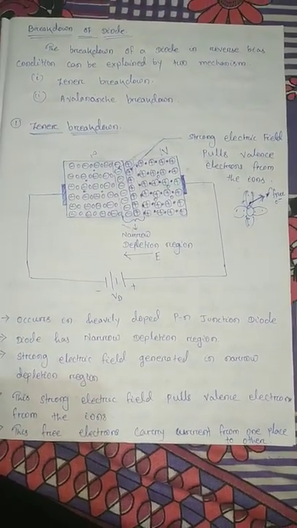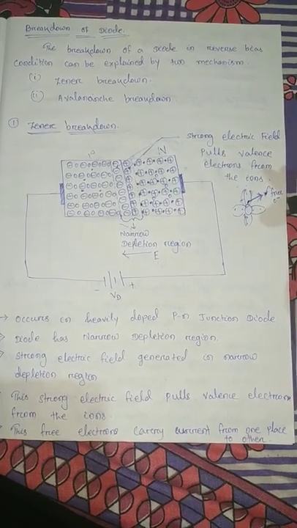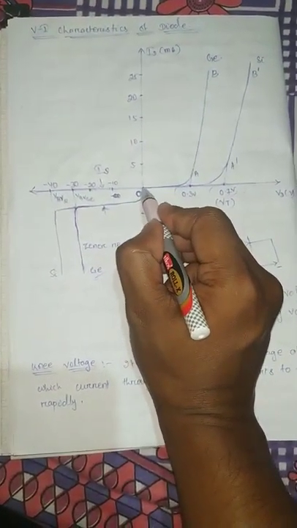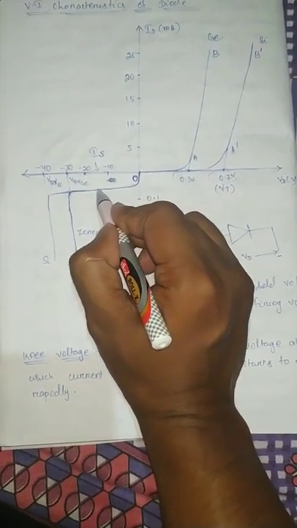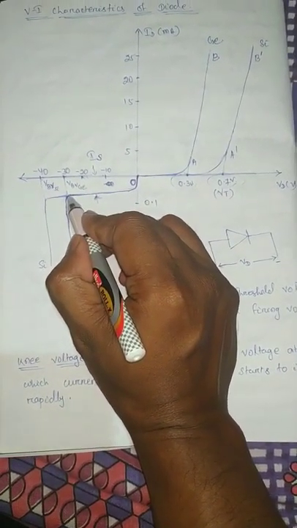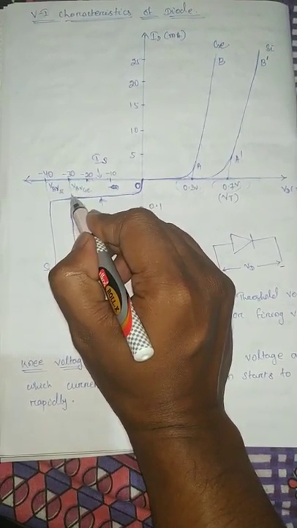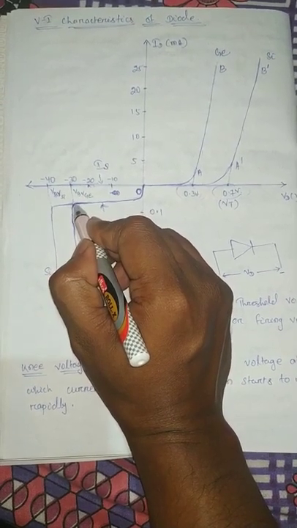Welcome everyone. In this video lecture, we'll discuss the breakdown of semiconductor diode. As we discussed in the previous video lecture, if you increase the reverse voltage, the reverse saturation current first increases sharply, then becomes almost constant up to a point. As you see in this case, that point of reverse voltage is known as breakdown voltage of the diode.